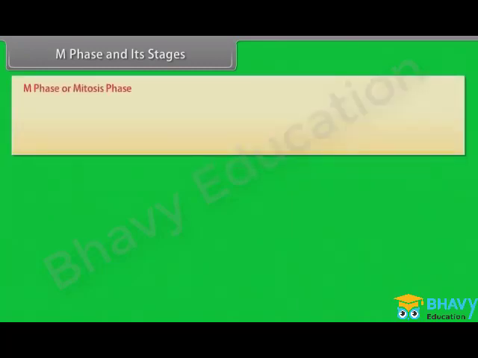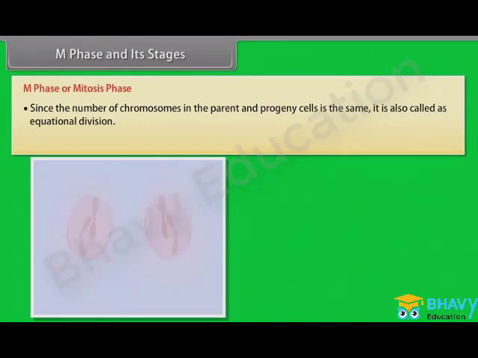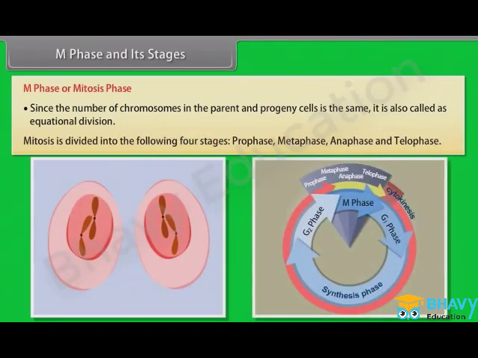M phase and its stages. M phase is also known as mitosis phase. Since the number of chromosomes in the parent and progeny cells is the same, it is also called as equational division. Mitosis is divided into the following 4 stages: prophase, metaphase, anaphase, and telophase. Let us know them in detail.